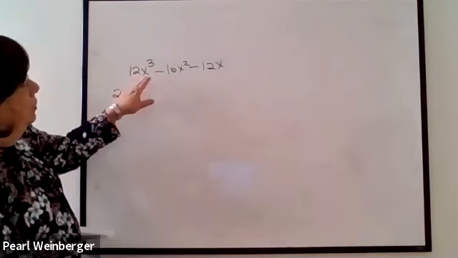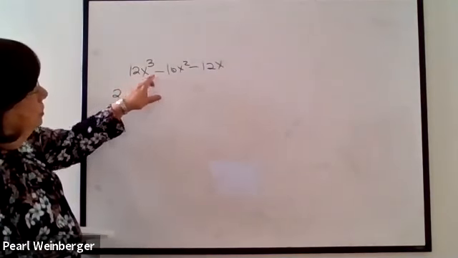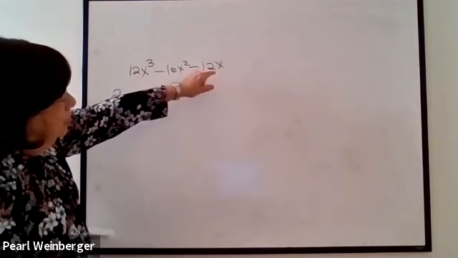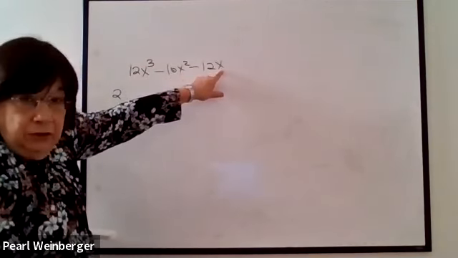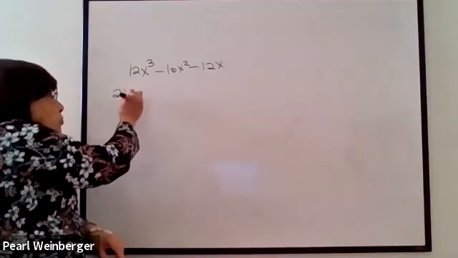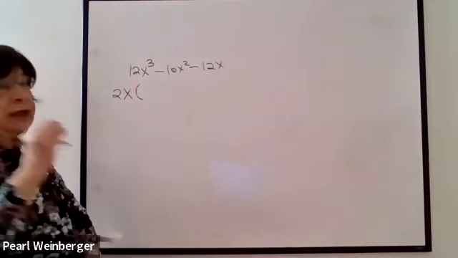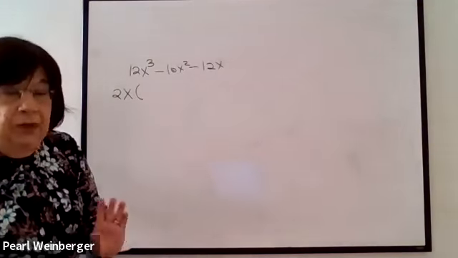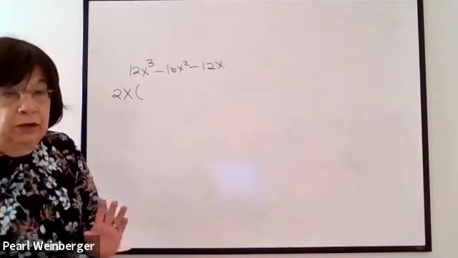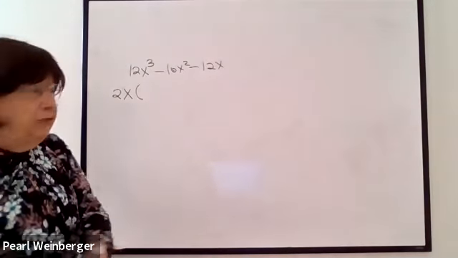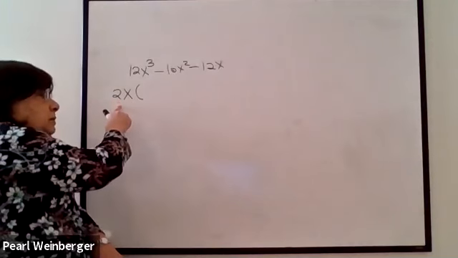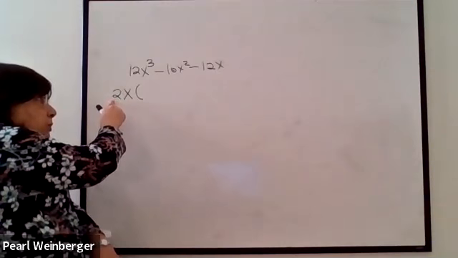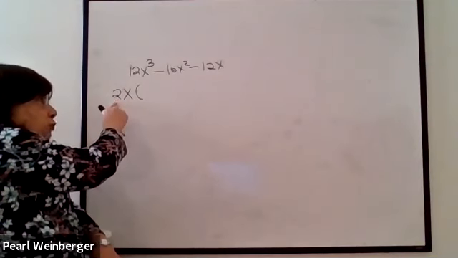And if I look at the variables, the letters, I have an x to the third, an x squared, and an x. They all have x's in them, and the one with the lowest exponent is just a plain x. So 2x happens to be my common factor. Again, step number 1, always look to see if you have a common factor. Okay, now let's factor out that common factor by dividing everything by the 2x.